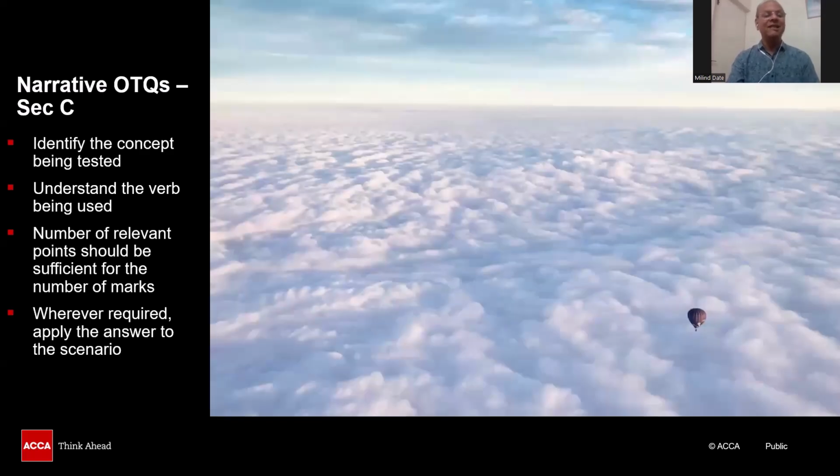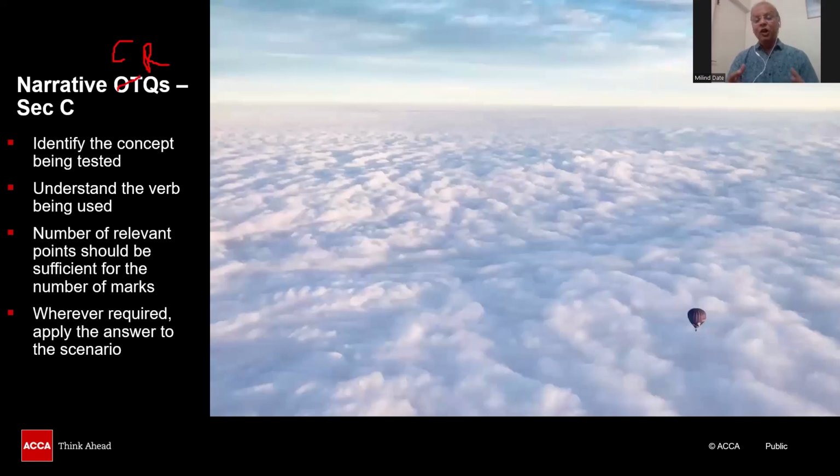Let's now quickly look at section C, narrative questions. Here also you need to understand first, it's not OTQ. Apologies for that. It has to be CRQ. It's a typo. Fine. CRQs: identify again the concept that is getting tested, the verbs that are used. Generally, for narrative questions, the verbs used at FM level are explain, discuss, compare and contrast, assess, etc.